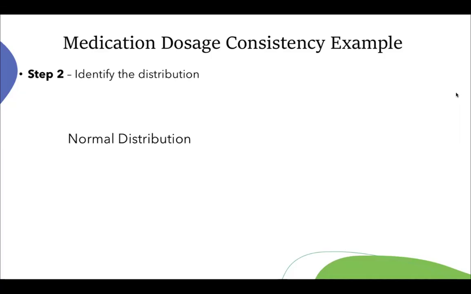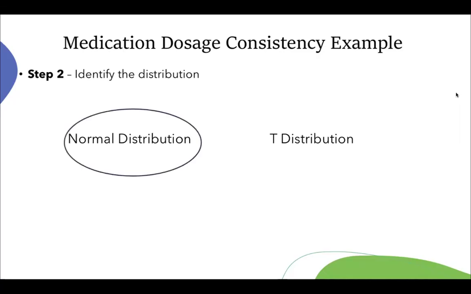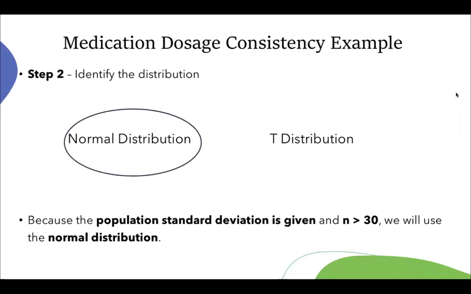Identify the distribution. You will be asked on tests and homework, is it a normal distribution or a t-distribution? In this case, because you have the population standard deviation and n is greater than 30, you're using the normal distribution. Population standard deviation is given, and n is greater than 30. Sometimes the problem will use symbols instead of the words population standard deviation. So just recognize that if the problem provides you with sigma, that is the population standard deviation.